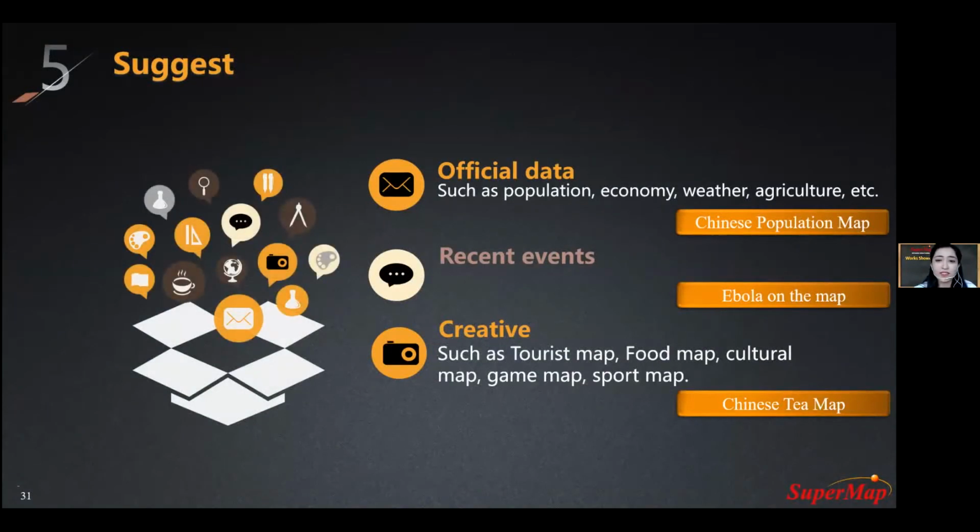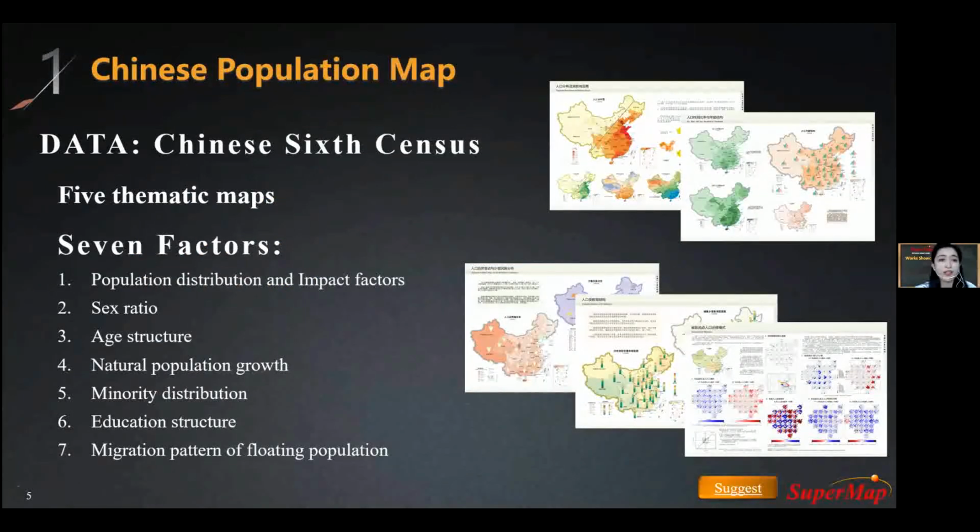And this part, if you haven't determined the topic, from this part I will give you some suggestions. From the works we just talked about, I extracted the following points. I hope to bring some inspiration to you. The first is you can use official data to do your works, such as the population, the economy, the weather, or the agriculture, and so on. It's just like the first work I just talked about, the Chinese population map.